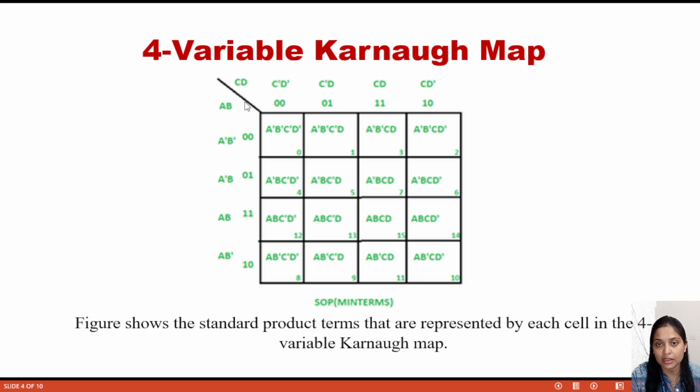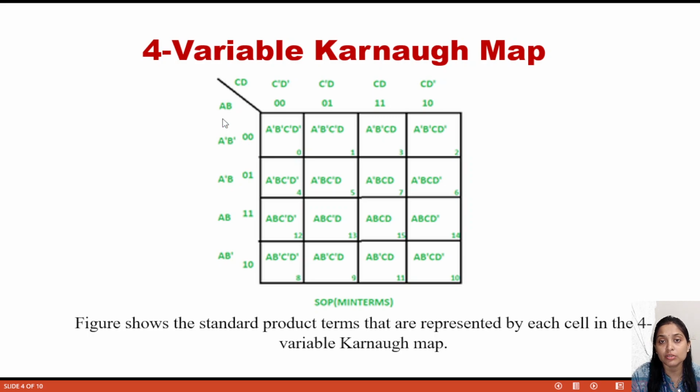The lowest is actually D. After that you have to write all these terms: 00, 01, 11, 10. This is all the combination. Here also 00, 01, 11, 10. Then the next step is you have to find out each and every cell's number.